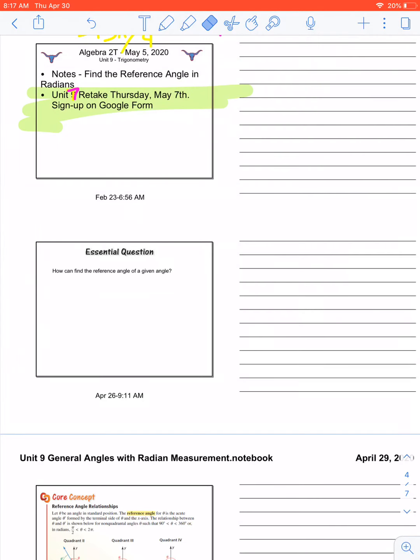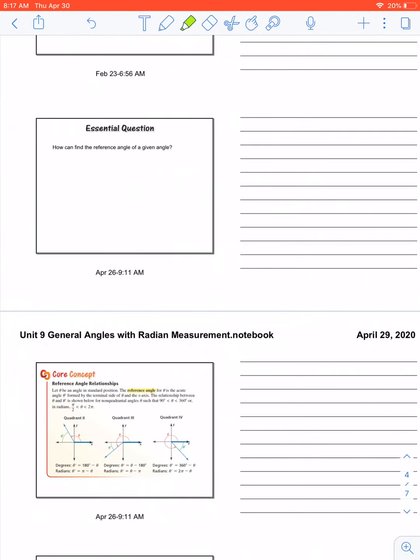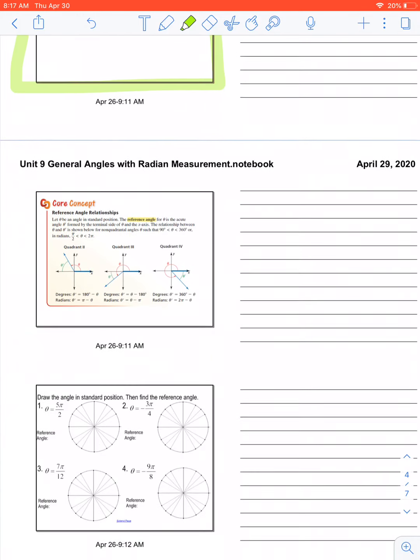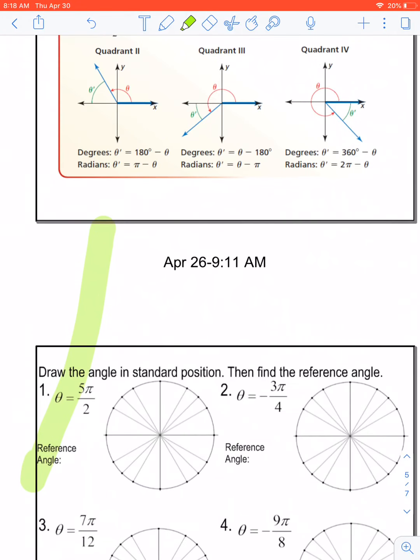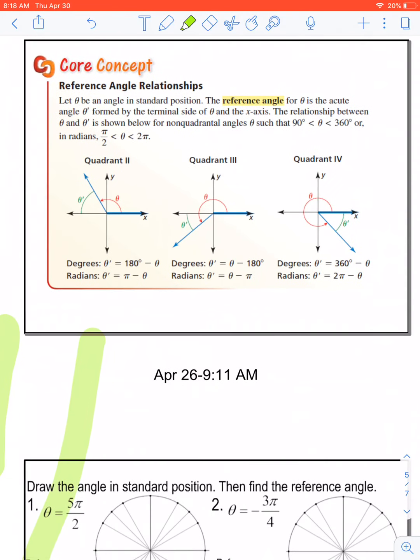Okay, so how can you find the reference angle of a given angle? That's the whole point of the lesson today. You'll see this is very similar to what we did last week with degrees. We're just doing it with a different measurement this week, kind of just taking our time. Last week you saw the same slide, and it explained how the reference angle is an acute angle. So let's make this a little bit bigger. The reference angle is an acute angle that is formed by the terminal side and the x-axis. So: acute, terminal side, x-axis.